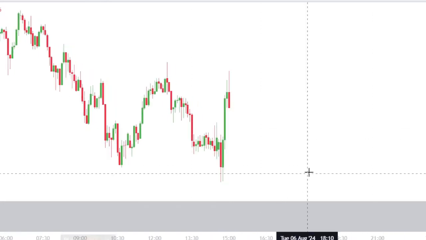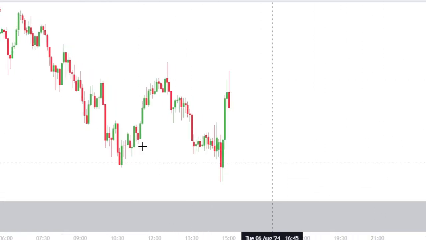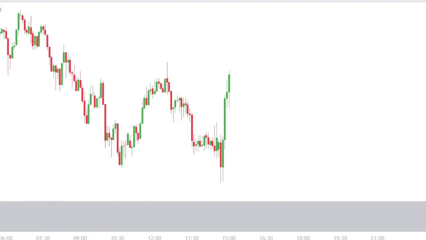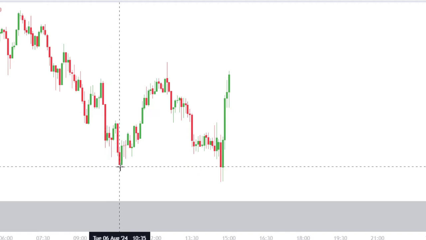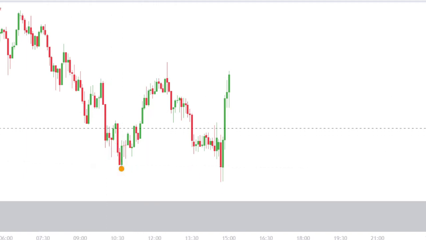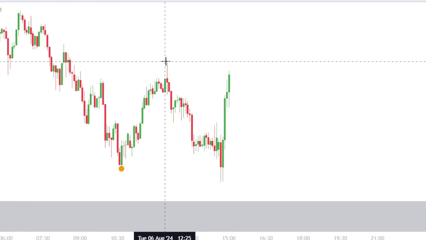All of this stuff can be used together if you use it responsibly and accurately, right? So what we have over here, just looking at things from a basic ICT perspective, we understand market structure. So this is our most recent swing low in orange. This is our swing high.